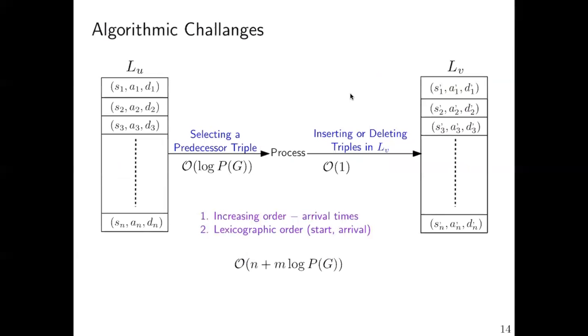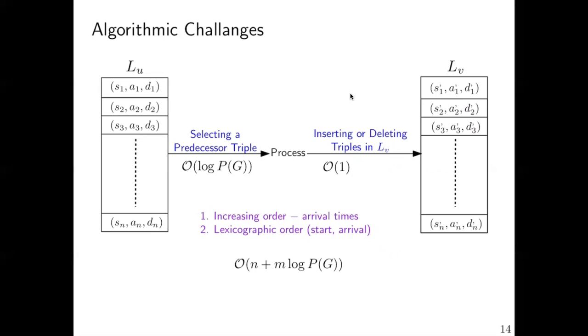Now, if we observe the algorithmic challenges, recall the three steps we have seen so far: extracting a predecessor triple, creating a new triple, and inserting the new triple in LV. Among these three steps, the second step is trivial in the sense that it takes constant time, whereas the first step and the third step are non-trivial. So these are our algorithmic challenges.